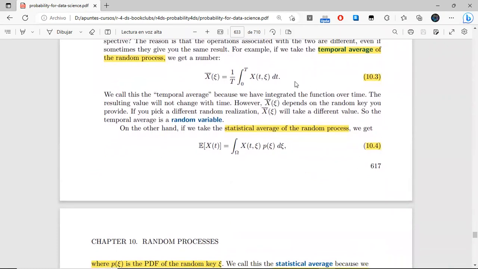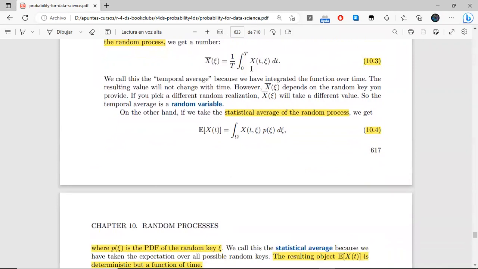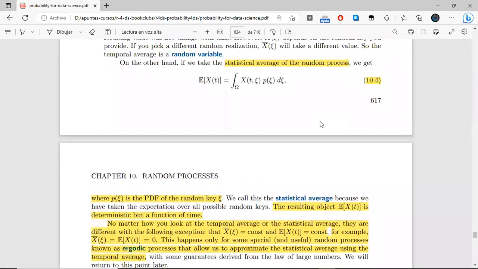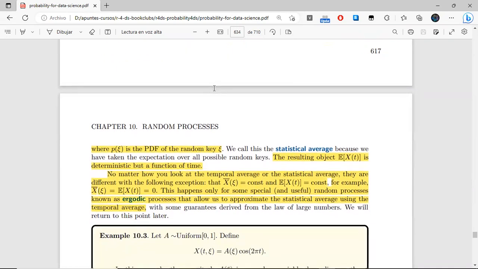Okay, so now we define also the temporal average of a random process. It would be simply this integral. We fix some random key, and so over here it's just a deterministic value. And now for a statistical average of the random process, you would have to fix some time t, and then associated to such t, the other argument, that is the random key, is changing in the sample space. So now you can consider the PDF associated to this random key and simply integrate this expression. And it makes sense because it's like the expected value of x at t, because x at t is a random variable. So it has its PDF. It's a usual one that we have already been working with.